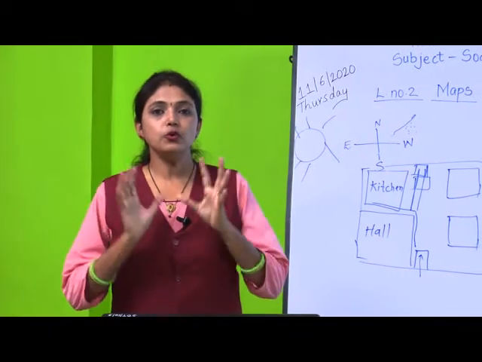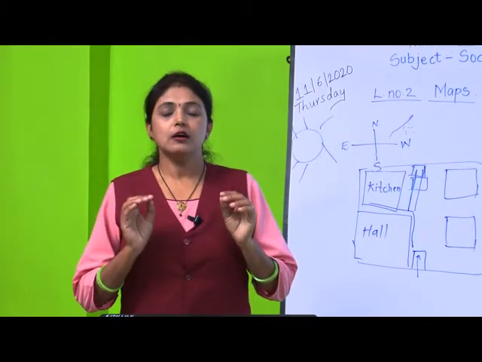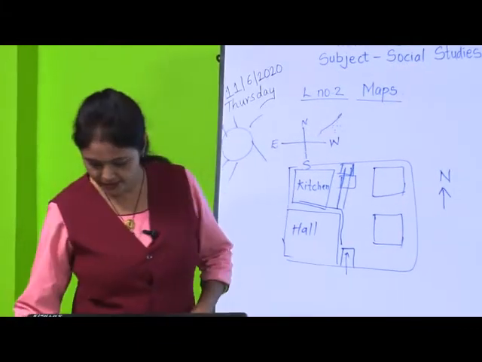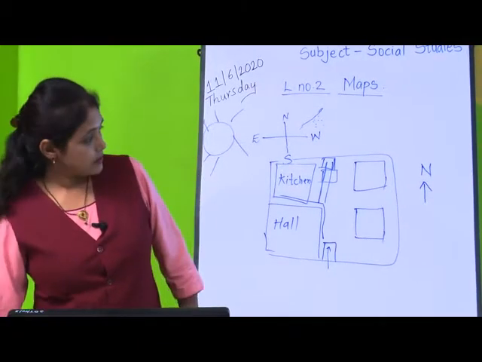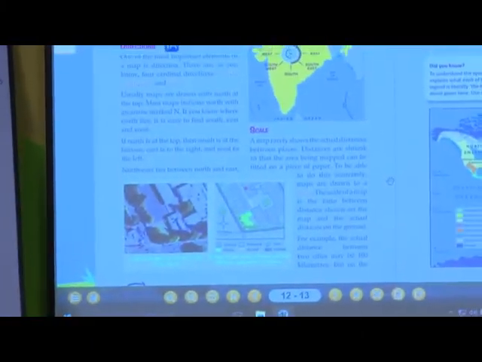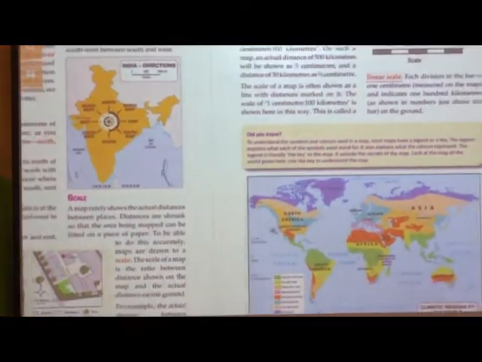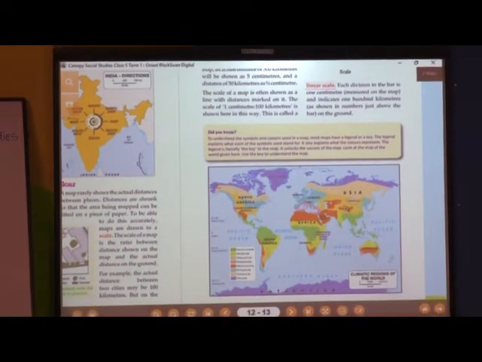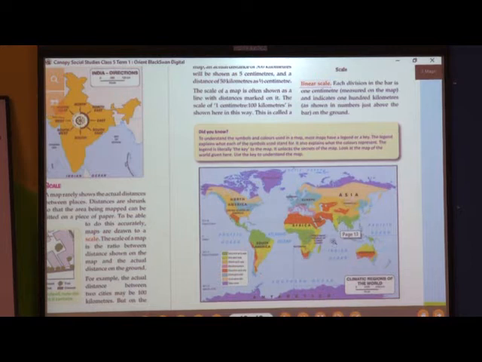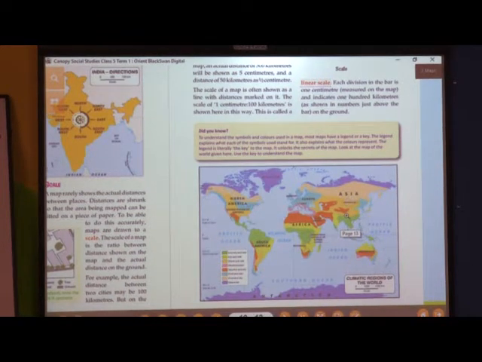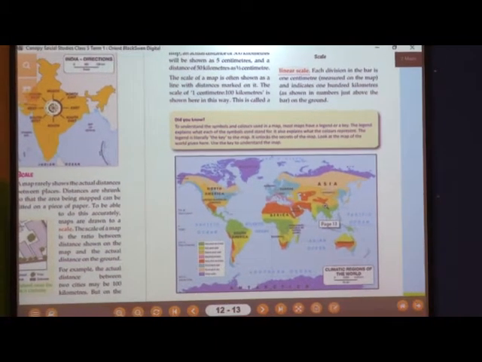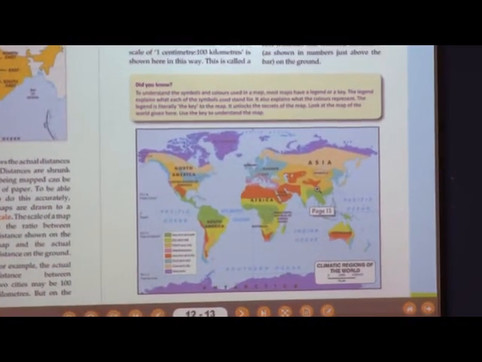If you see the map of the world, the map of India, let me show you the map of the world. Here we have one map of the world. This is the map of the world. Now see India, it is looking so small. Here this is India. Is it so small? No, India is a very big country. But in the map, it is shown so small.